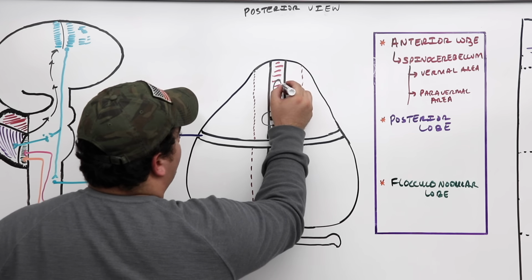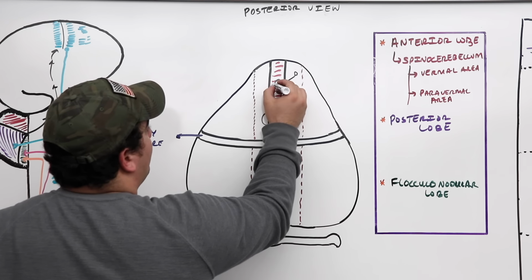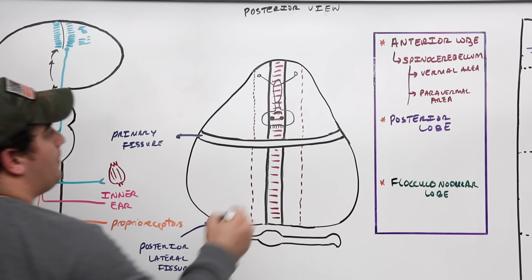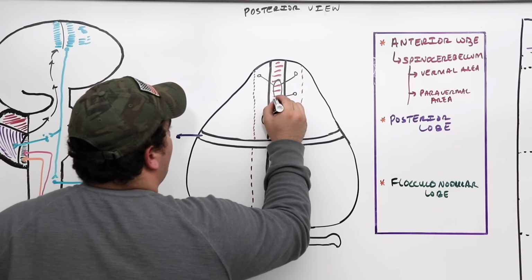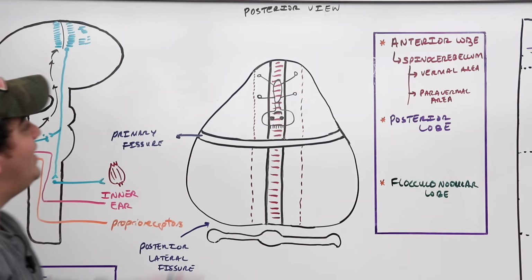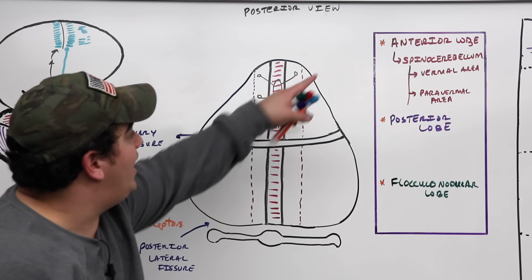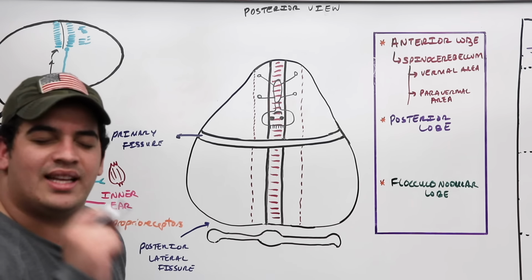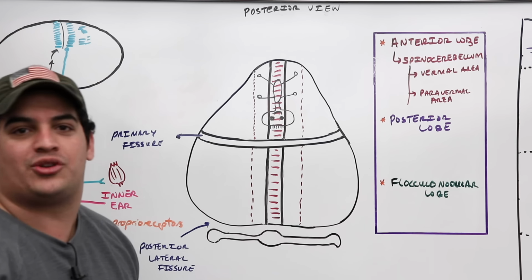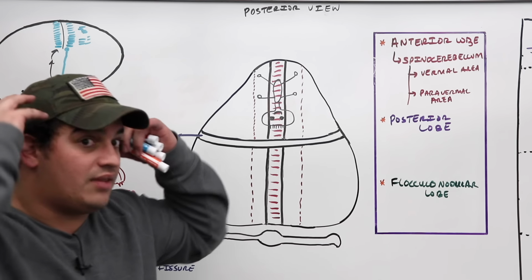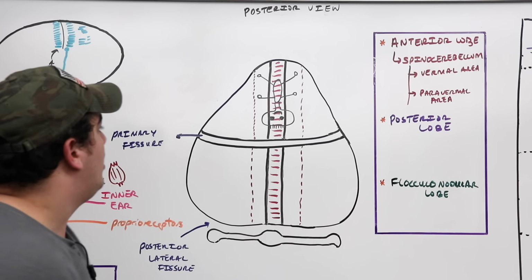The extremities, let's put here: here's his lower leg, here's his other lower leg, here's his upper extremity, and here's another upper extremity. This is going into the paravermal area. So the paravermal area of the anterior lobe is particularly taking sensory information from the upper and lower extremities and certain aspects of the lateral head.